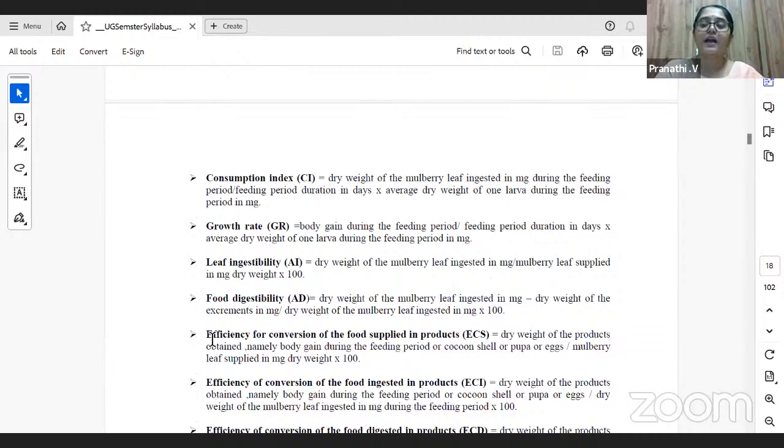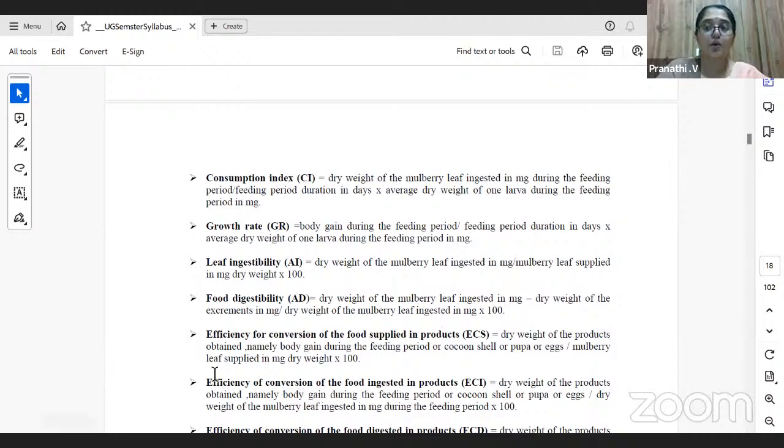And then we are going to see, according to the consumption of the mulberry leaves, how much of it is being utilized. So, consumption index. This consumption index is the dry weight of the mulberry leaf ingested in milligrams during the feeding period, divided by the feeding period duration in days into the average dry weight of one larva during the feeding period in milligrams.